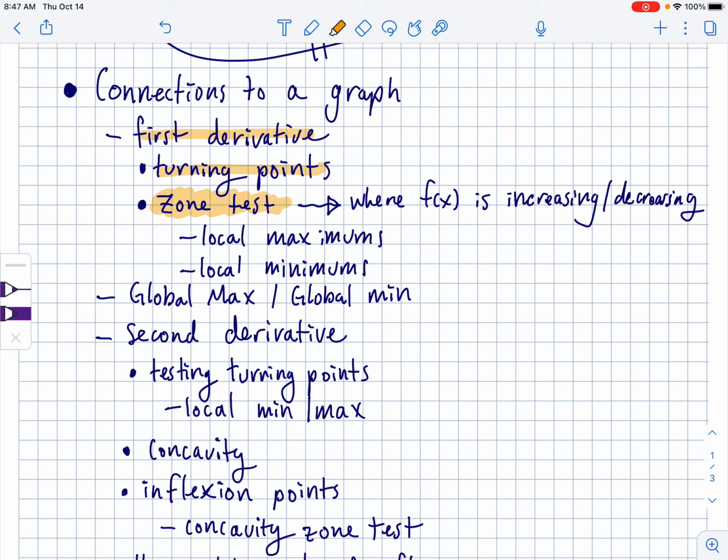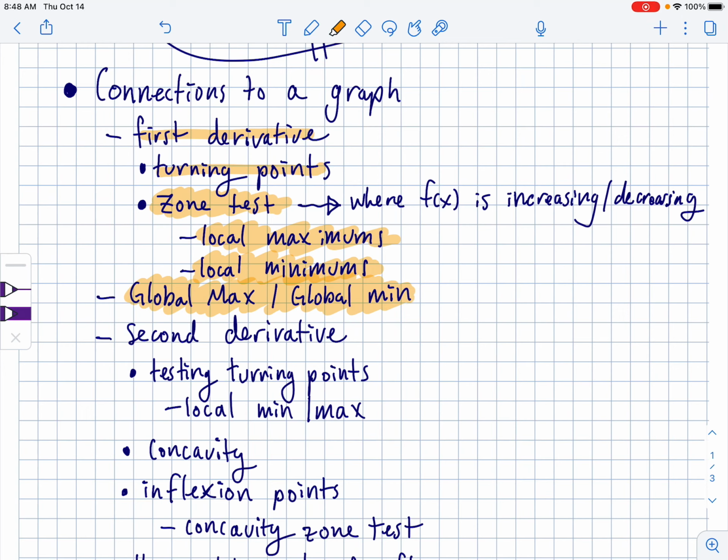After that, we looked at what I call zone tests, where you put the turning points on a number line, and then you pick values in between the turning points and outside of them, in the different zones. If it switches from increasing to decreasing, that would be a local maximum. And if it switches from decreasing to increasing, that's a local minimum. It also tells you where the original graph is going uphill and downhill in terms of the slope of a tangent.